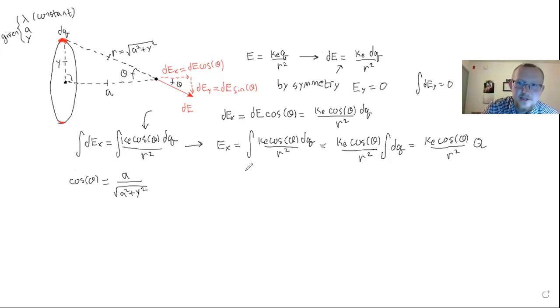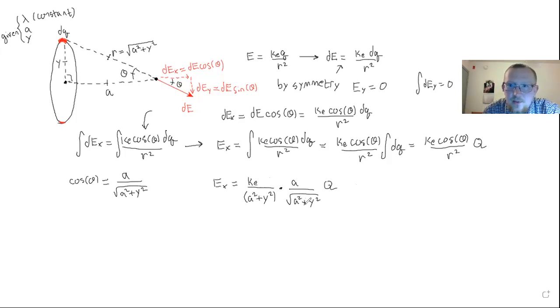So now we can do these substitutions, and what we end up with is that the contribution of this ring to the electric field in the x direction is equal to Ke divided by r squared, which is just a squared plus y squared, times cosine theta, which we found was equal to a divided by the radius, which is a squared plus y squared under the root, all times q, the total charge of the ring. And now we can put it all together.